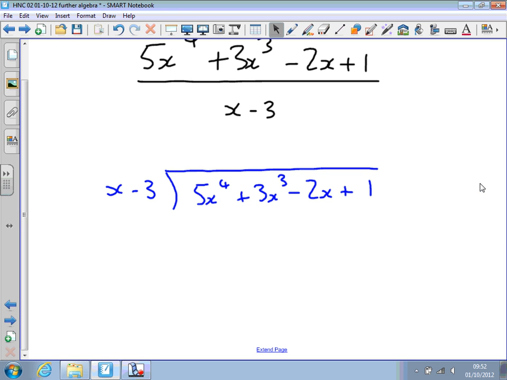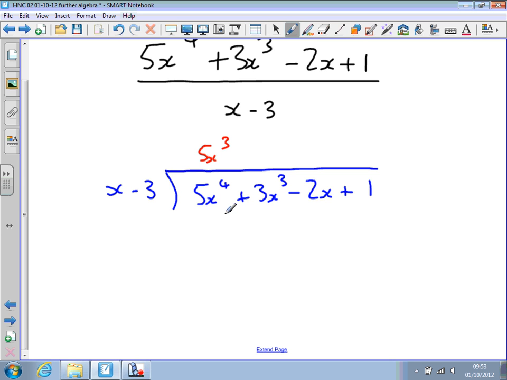So, first step. What have I got to times x by to get 5x to the 4? Or as Tyler suggests, to get that, divide 5x to the 4 by x, and you get 5x cubed. Right, so that's what goes on the top, 5x cubed.